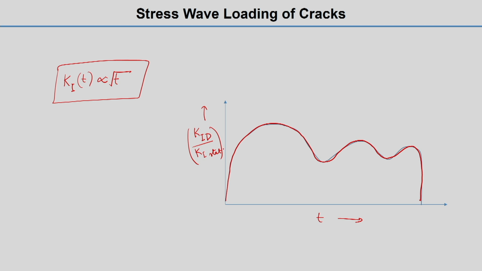Also, you can see this dashed line. That means this is the intensity factor for the static case. What you can see is that these fluctuations will finally dampen out with time, and it will approach the static stress intensity factor, assuming that we are talking about a stationary crack, not a traveling crack.